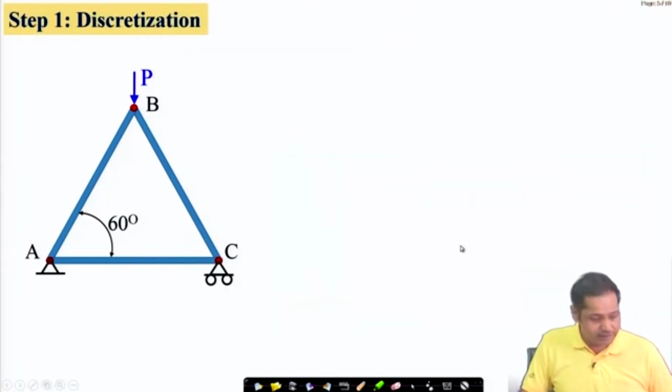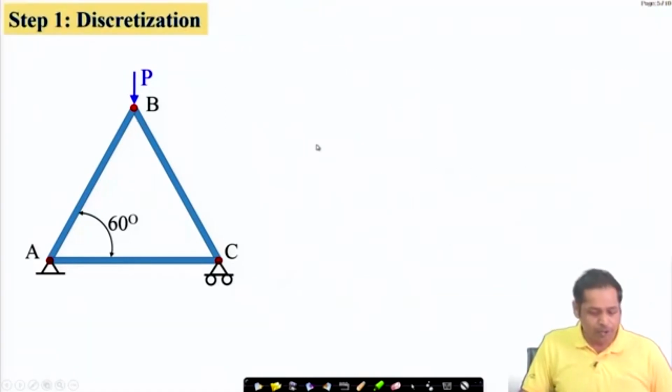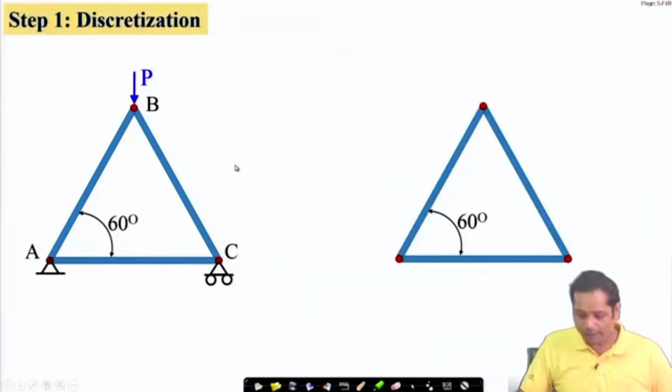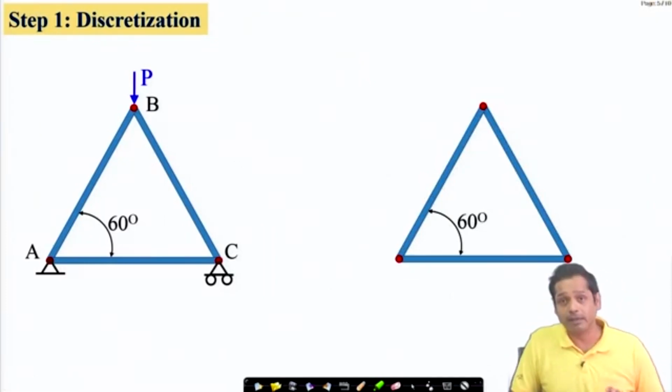So the first step is discretization. As we have seen, the first step is the discretization of the domain. The domain in this case has just 3 members, so discretization means we have 3 elements. Before we discretize it, we have to do some node numbering and element numbering.